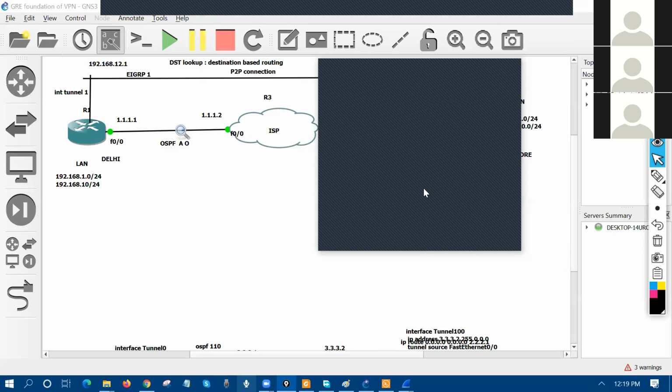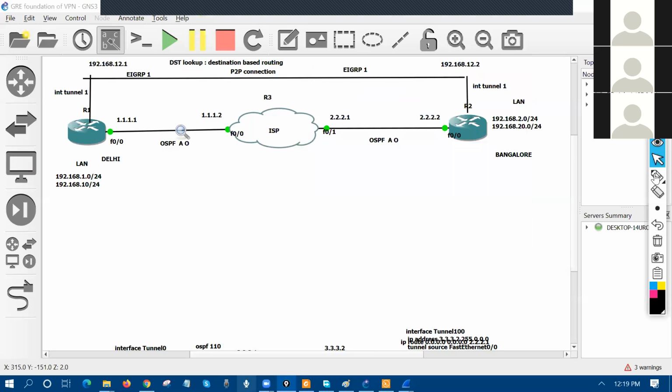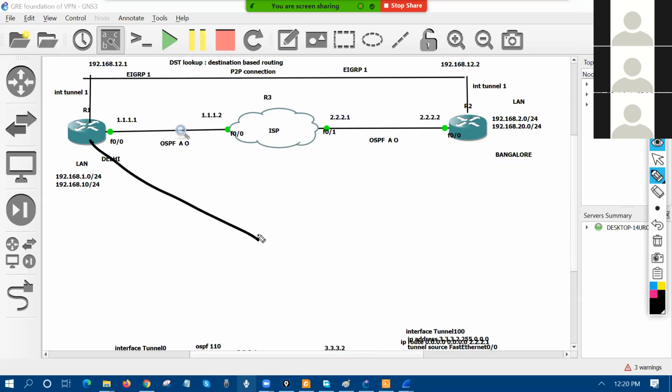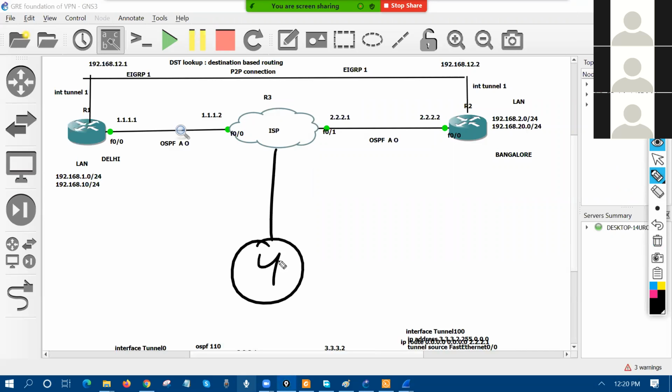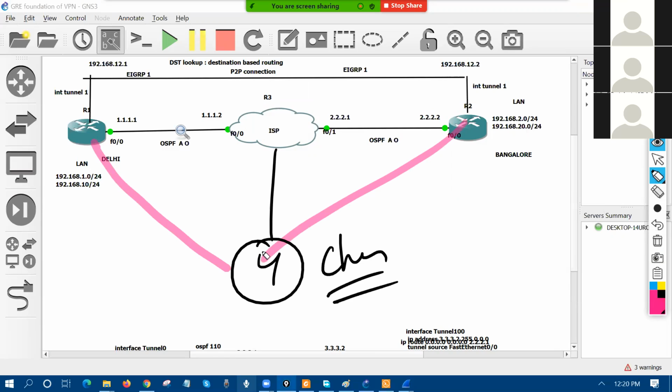Okay, guys, then see you tomorrow. We'll do MGRE. Before that, do this practical and try to find the issue with GRE. You can make one site like this: ISP, and then router 4, and make this one a branch in Chennai, right? Make a connectivity like this. Make a tunnel like this, and make a tunnel like this. Full mesh. So how many tunnels? Tunnel 1, 2, 3.